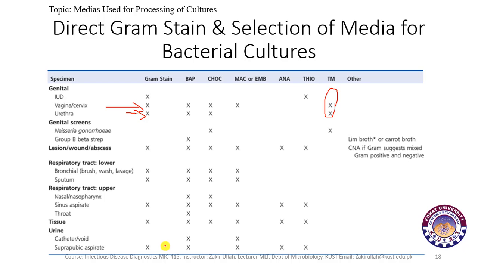And if a normal urine sample or catheter urine is collected, then they are inoculated on blood and McConkey agar. And if there is a suprapubic aspirate, its gram stain is also performed. They are inoculated on blood agar, McConkey agar, anaerobic medium, and thioglycolate broth is added to this suprapubic aspirate, because there are minimum chances of normal flora in suprapubic aspirate.